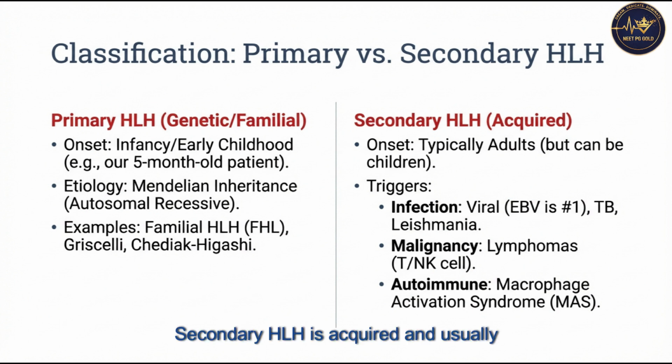Secondary HLH is acquired and usually triggered by something else. The top 3 triggers are infection, specifically viral, with Epstein-Barr virus being the number 1 trigger, malignancy, often T or NK cell lymphomas, and autoimmune, known as macrophage activation syndrome.